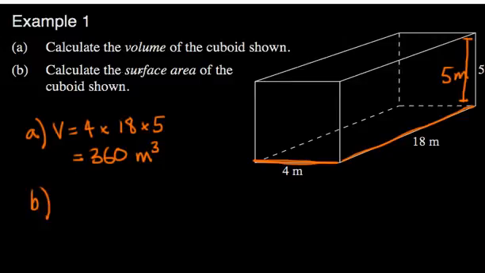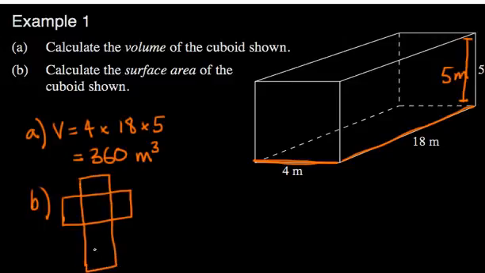For part B, it's asking for the surface area. Now, this is a little bit more complicated. One way of doing it is to think about it as a net. So the net of this cuboid looks a bit like this. If I were to cut this out of paper and fold it together, it would look like this. This has 1, 2, 3, 4, 5, 6 sides, and so does the cuboid.